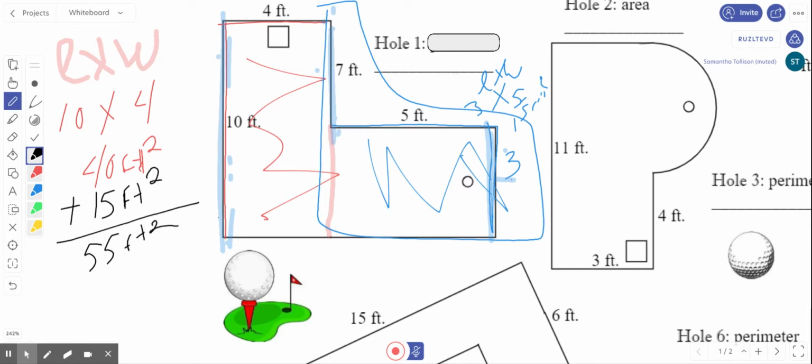I like how that one comes out. No real hard issues to deal with on that one. Okay, so now let's go ahead and look at hole number 2.